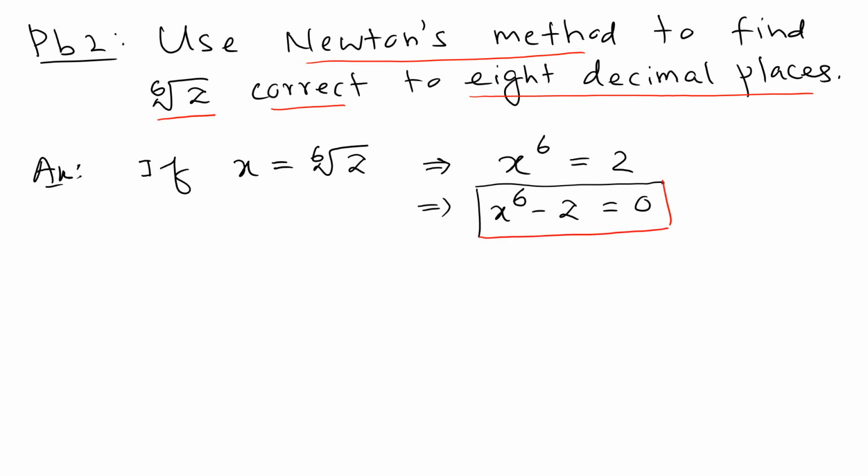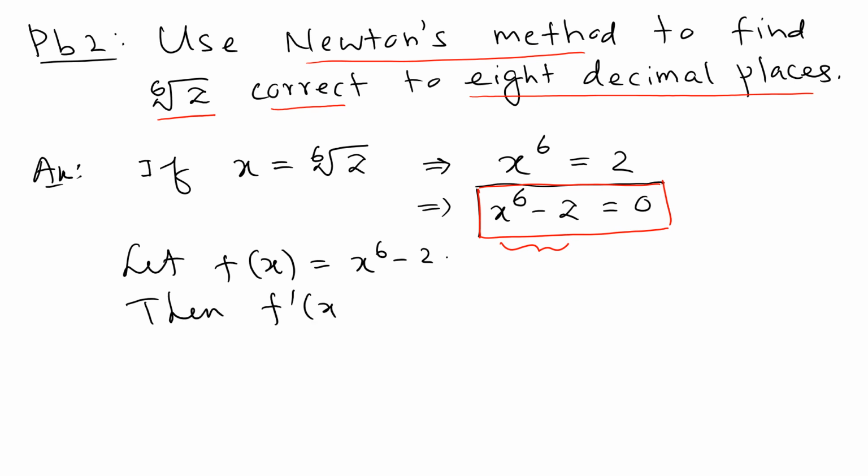So now we can define a function. We're going to pick this part as the function. Let f(x) equal x to the 6th minus 2, and then we can find the derivative. f prime of x equals 6x to the 5th, which is the derivative.